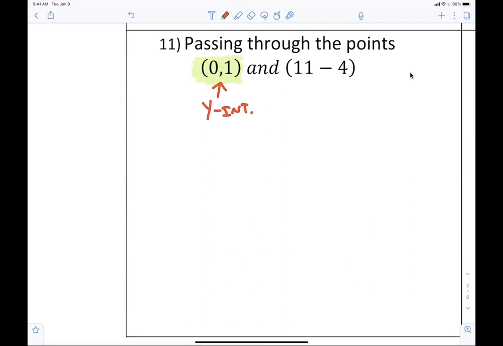0, 1 is the y-intercept. What letter is the y-intercept? B. So now this problem is really simple because we know that B equals 1. Do you have to know that? No, you don't have to know that. It's just going to take you a couple extra steps, that's all.